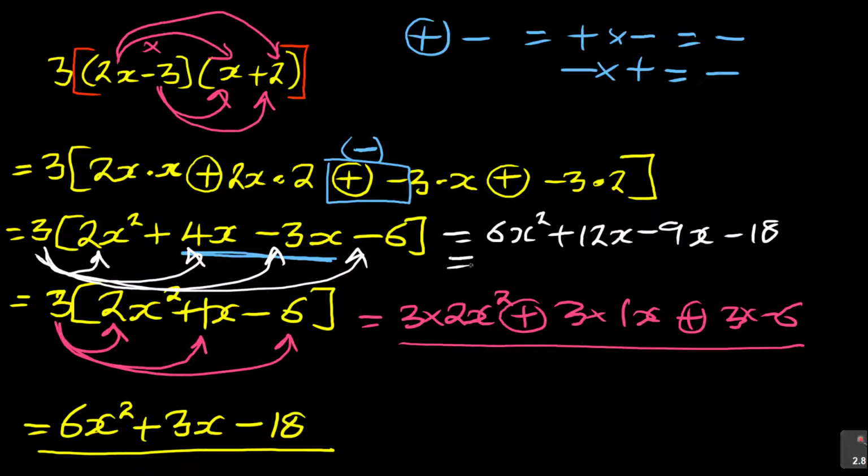Then from here, you'll see those are common terms. Then you've got 6x squared, now 12 minus 9. Remember I told you, forget about the x, focus on the number. It's 12 minus 9. What is 12 minus 9? The bigger number is positive, but use a calculator if you are confused. 12 minus 9 is 3, but it's 3x minus 18.